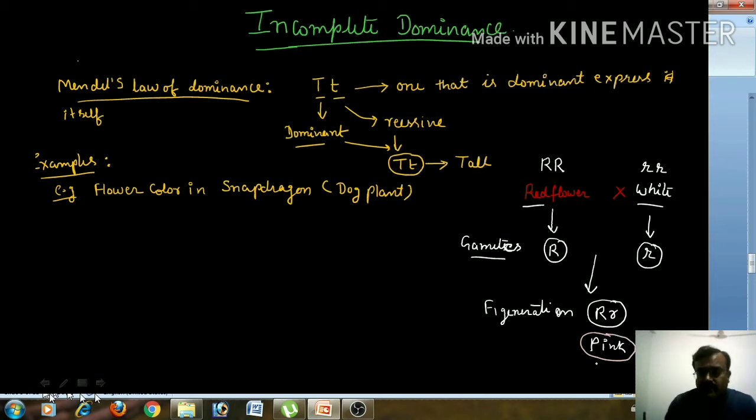So what was this? Since neither red was dominant nor white was dominant, the color which was obtained was pink. So it was said that this is incomplete dominance.